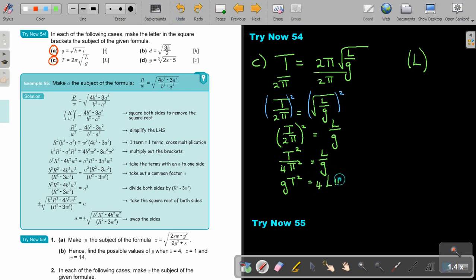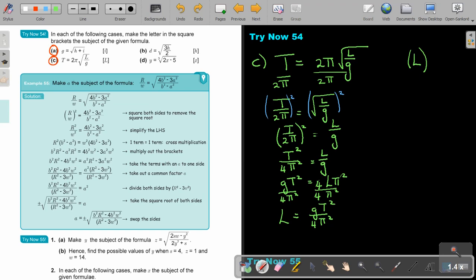Let's first put the number first always: 4 L pi squared. And who must become the subject? L. So I'm just going to divide by 4 pi squared on both sides. Then I'm going to swap the sides. Everything will cancel except the L. So L is going to be, I'm swapping sides, G T squared over 4 pi squared. It's just due to the fractions that I had to multiply it in order to get a numerator and denominator. Always check if it's necessary.